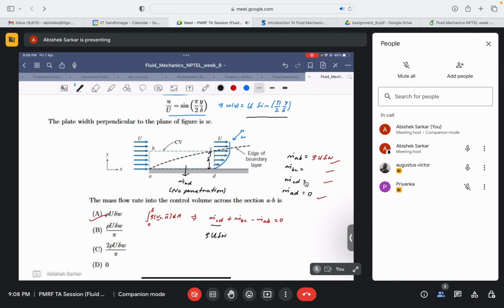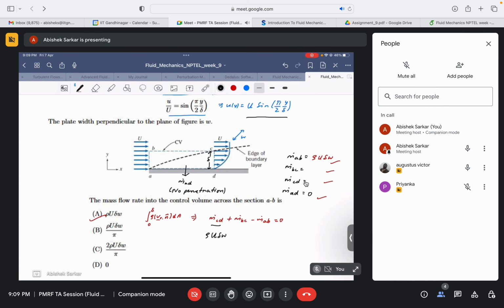Integration of sine would be minus cos, and if you put the given upper limit and lower limit of integration, I don't think you would get it at 0. Logically also, you can clearly see there is a mass flow rate out of CD, right? So you will have some non-zero value. You do the integration, okay? Then tell me the answer.